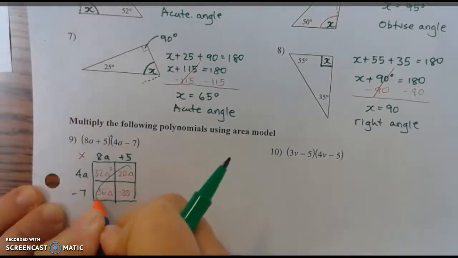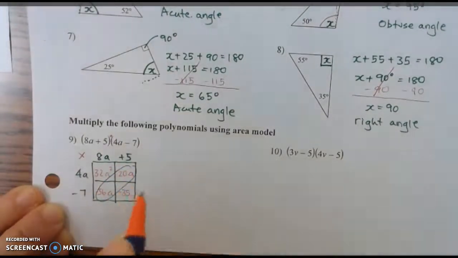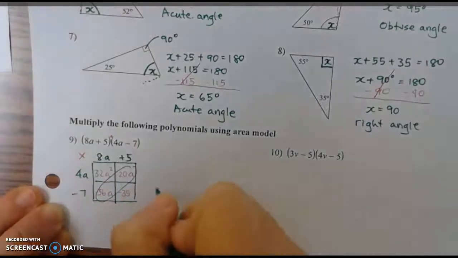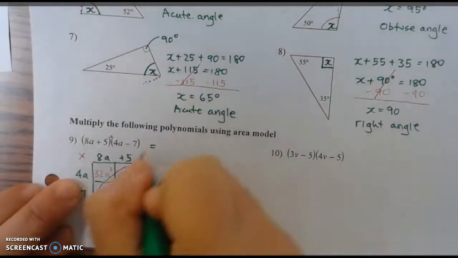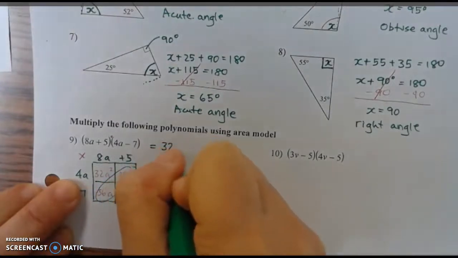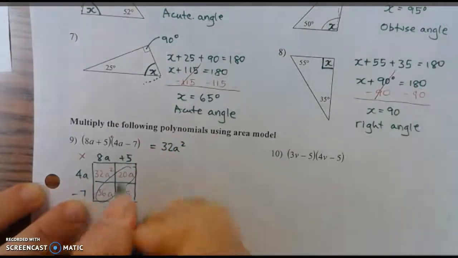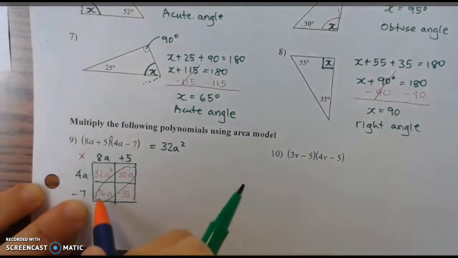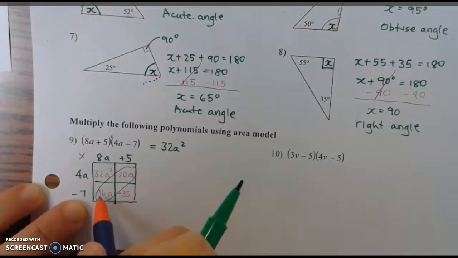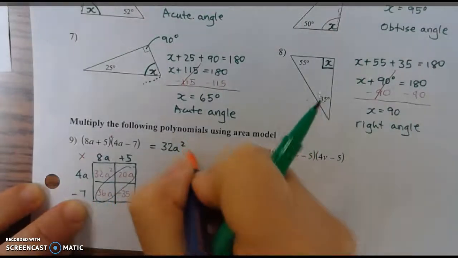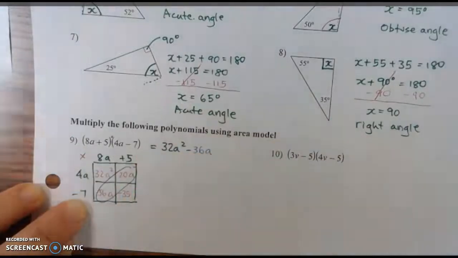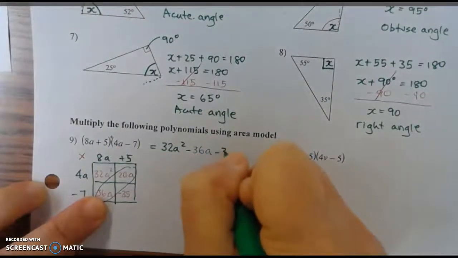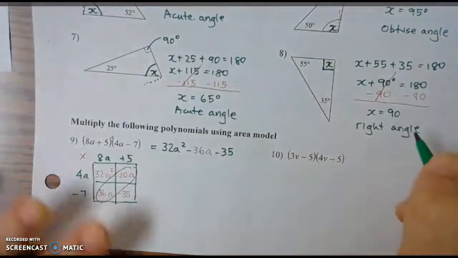And then from here, I need to combine like terms because we have 20a and negative 56a. So what do I have? I have 32a squared. And if I combine 20a plus negative 56a, it's the same as subtracting 56 from 20, that's minus 36a. And then we still have this negative 35. So that's my final answer.